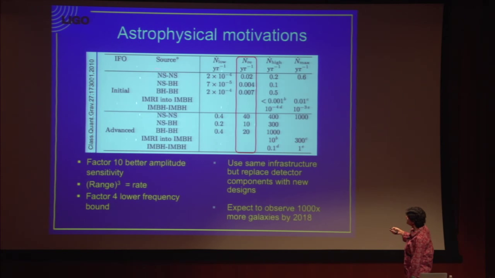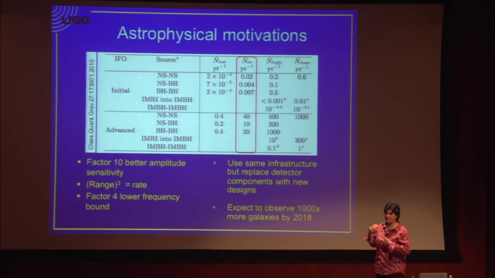So for initial LIGO, if you just look at the neutron star binaries, there's a low rate and a high rate, and the N dot sub re simply means realistic. So we kind of said, what's really realistic?